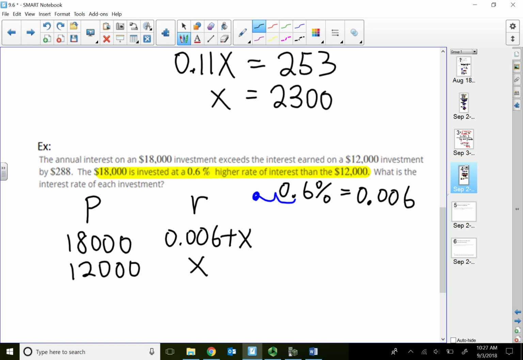My principal is already known. Now, how do I write the equation? We have to go back to the very first sentence. What does it mean when the $18,000 investment exceeds the $12,000 investment by $288? Exceeds means more. This phrase tells me the $18,000 is going to be more than the $12,000 in terms of interest, not the principal.